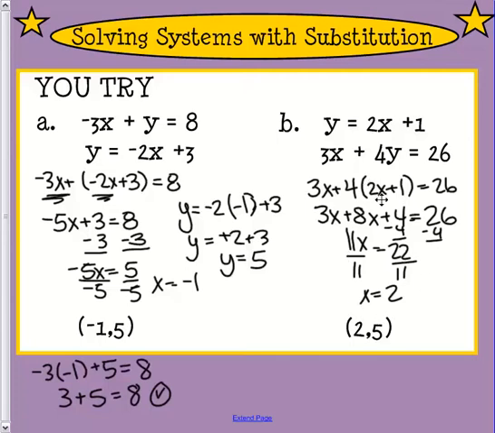We're going to plug x back in for 2. I'm going to use this one because it looks easier. y equals 2 times 2 plus 1. So 4 plus 1 equals 5. So we get the point 2 comma 5.